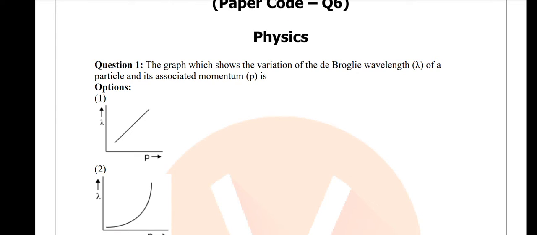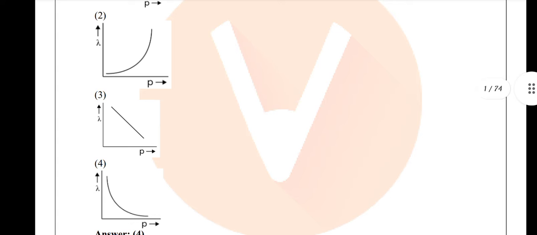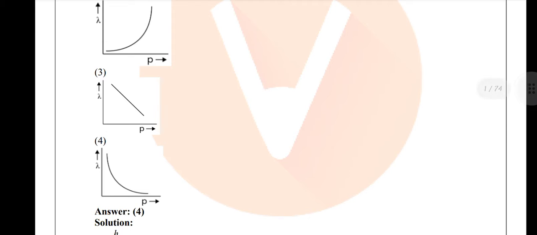So if you come to the options, the x-axis is associated momentum and the y-axis is de Broglie wavelength. As the de Broglie wavelength increases, the associated momentum also increases. As the de Broglie wavelength remains the same, the associated momentum increases. The de Broglie wavelength also decreases with the associated momentum. The de Broglie wavelength also decreases but the associated momentum remains the same.